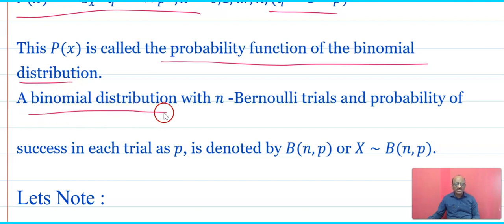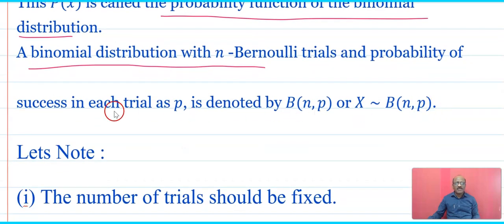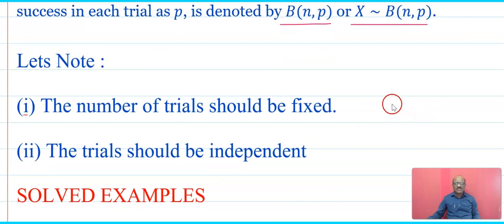Binomial distribution with n Bernoulli trials and probability of success in each trial p is denoted by binomial trials n and p, or X follows the binomial distribution (n, p). Let us note that the number of trials should be fixed and the trials should be independent.